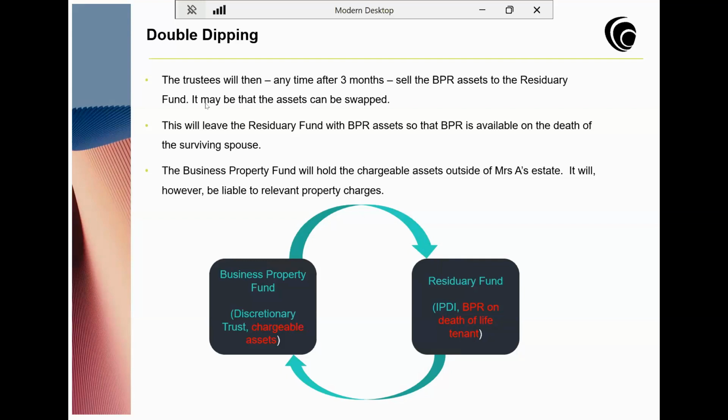And of course, assets can be appointed out of the discretionary fund in favour of other family beneficiaries if they're not required by, in this example, Mrs. A.